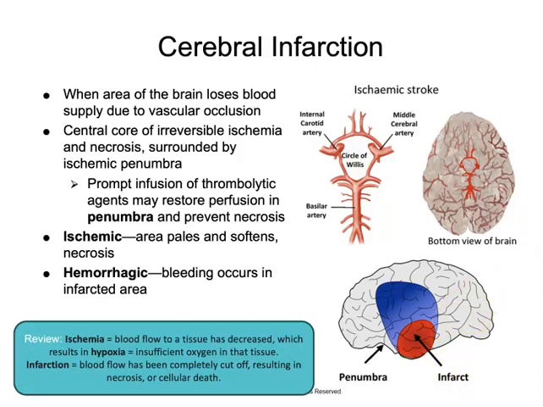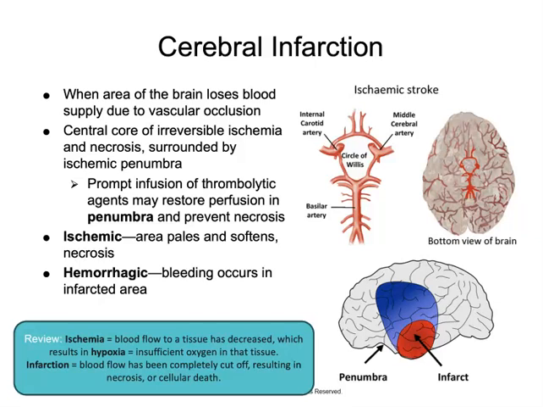And we could see this area over here in the blue. The red is the area that's actually been infarcted. And so time is critical when we're dealing with something like this. We want to have a prompt infusion of thrombolytic agents like tPA, which stands for tissue plasminogen activator, which may help restore blood flow to the penumbra area and prevent further necrosis.